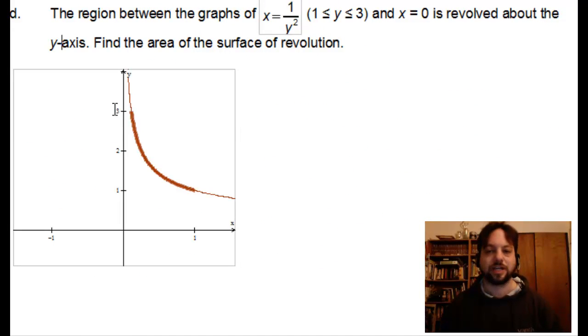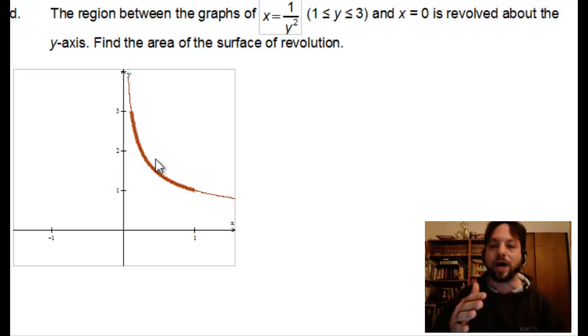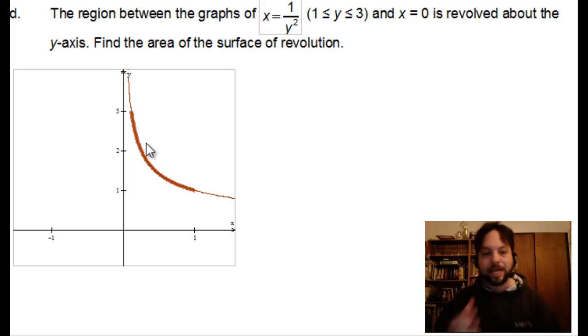So we'll finish out these lesson 6.4 notes by taking a look at one last surface area problem. What we're going to do is take the graph of x equals 1 over y squared. That's the graph that I have drawn for you here. But we're only going to look at the part of this curve between y equals 1 and y equals 3. And so that's the part that I've highlighted for you.